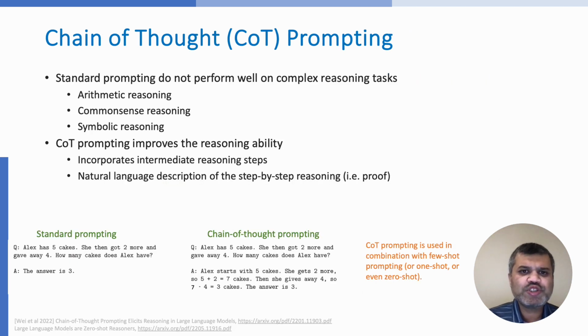So let me talk about chain of thought prompting. It is the most common way of reasoning with large language models. We notice that standard prompting does not perform very well on complex reasoning tasks, for example, common sense reasoning. Chain of thought improves the reasoning capabilities by introducing some intermediate steps in the examples that we show to the model, or the prompts that we show to the model.